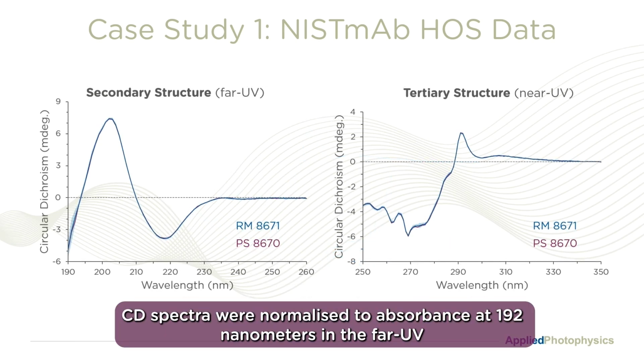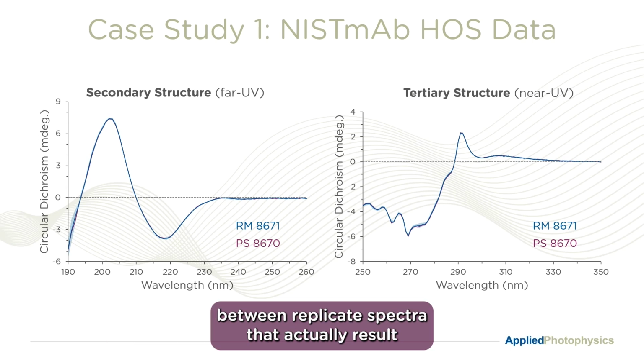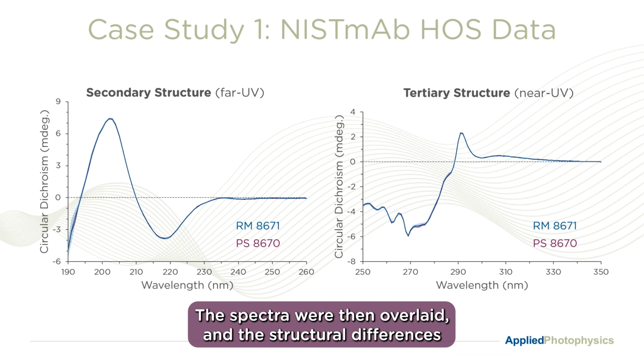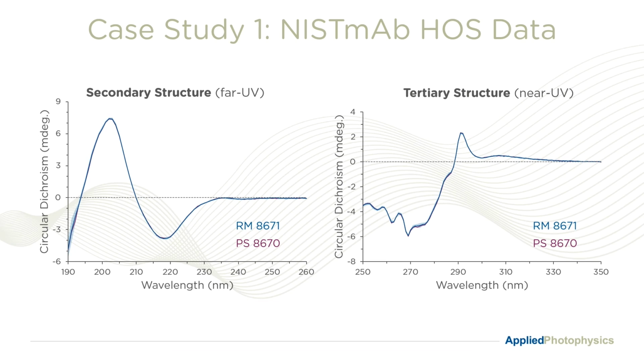CD spectra were normalized to absorbance at 192 nanometers in the far UV and 280 nanometers in the near UV to account for any slight differences between replicate spectra that actually result from differences in concentration rather than from structural differences. The spectra were then overlaid, and the structural differences were evaluated by means of weighted spectral difference, or WSD.